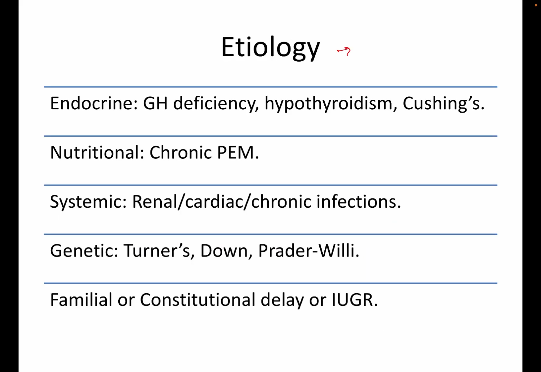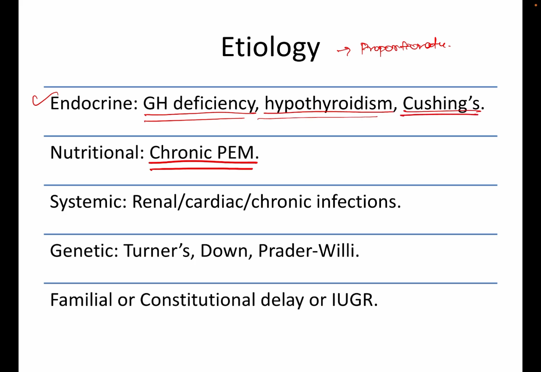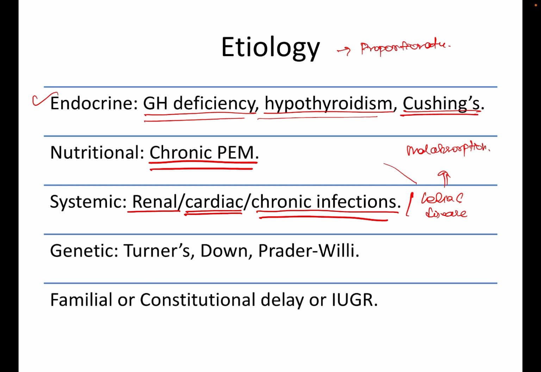Now coming to the etiology of proportionate dwarfism. The etiology could be endocrine, where there will be growth hormone deficiency, hypothyroidism, or Cushing syndrome. Then nutritional causes like chronic protein energy malnutrition, and systemic causes like renal disease, cardiac illness, or congenital heart disease, then chronic infections. Sometimes it is also due to celiac disease, because in celiac disease, despite normal intake, there will be malabsorption of food resulting in malnutrition. So this will be malnutrition, but the underlying cause will be a GI cause.